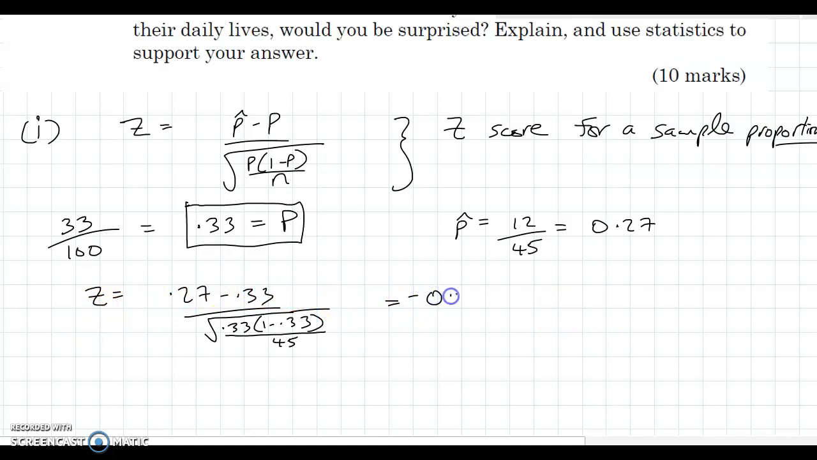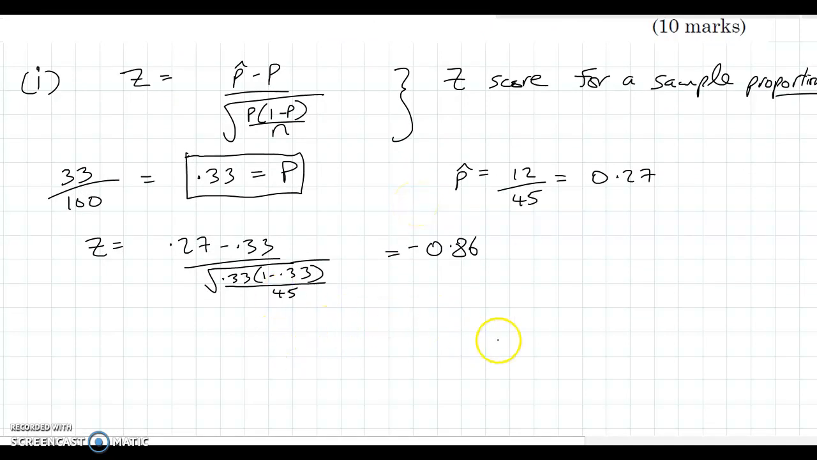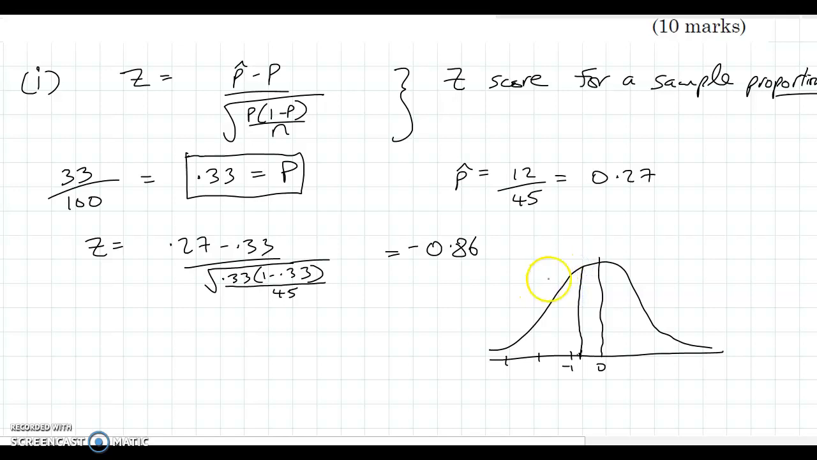Okay, minus 0.86. Now we have to figure out the probability that no more than 12 students, so we've converted our 12 students into a z-score, if you like, or 12 over 45. We'll draw a normal distribution, like so. 0 here, and we'll have minus 1, minus 2, minus 3 standard deviations. So this is where our z-score of minus 0.86 is, somewhere here. So we're going to use the table. Now no more than 12 means the probability of getting a 0, a 1, a 2, a 3, a 4, a 5, up as far as 12. So it's this area here underneath the curve that we want to figure out, and that will be equivalent to the probability of scoring no more than 12.